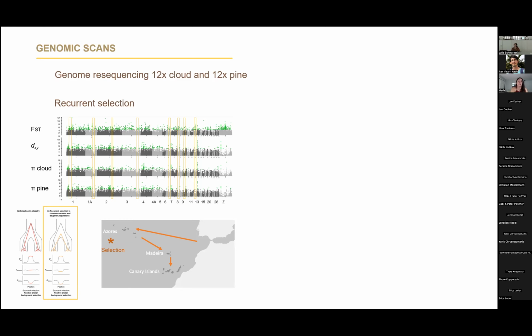That was the first step, where they have to adapt to this new environmental habitat, that is the island. And then those adaptations spread throughout the following steps of the colonization to Madeira and the Canary Islands.